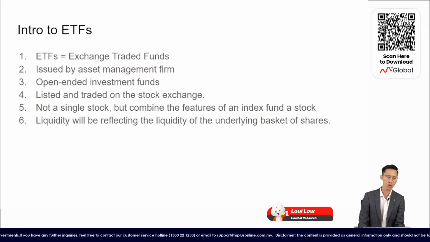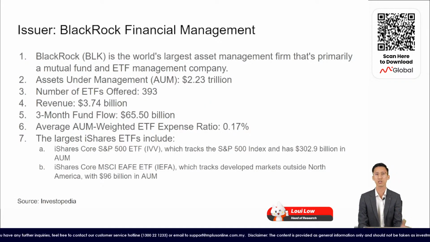So later on I will share with you some of the issuers, like BlackRock Financial Management. Their asset under management is about 2.23 trillion, and the number of ETFs they offer is about 300 plus. We can see the famous ETF they have produced, which is iShares Core S&P 500. It tracks the S&P 500 index and has more than 300 billion in terms of AUM.